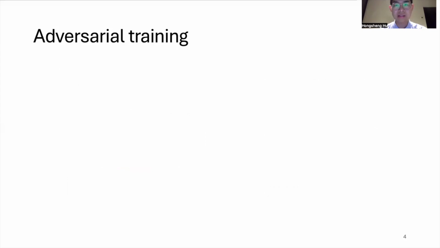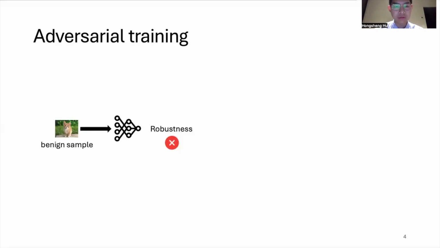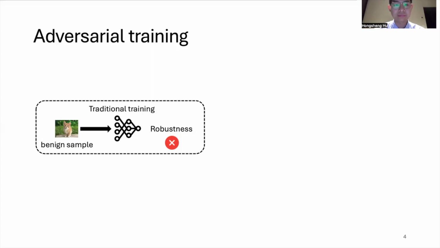So how to enhance the robustness of DNNs? Adversarial training is a popular defense method to enhance the robustness of deep neural networks. So what is adversarial training? In traditional training, we have benign samples. We just use the benign samples to train the model. And once the model is trained, the robustness is not guaranteed. The intuition here is that the model has never seen adversarial examples, so the robustness of the model is very low. And this is traditional training.